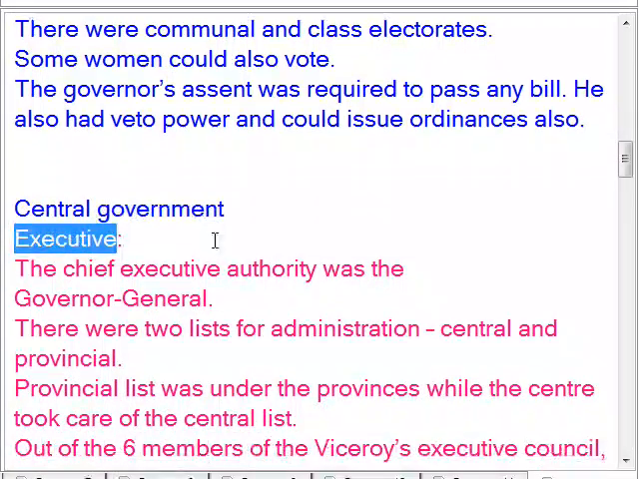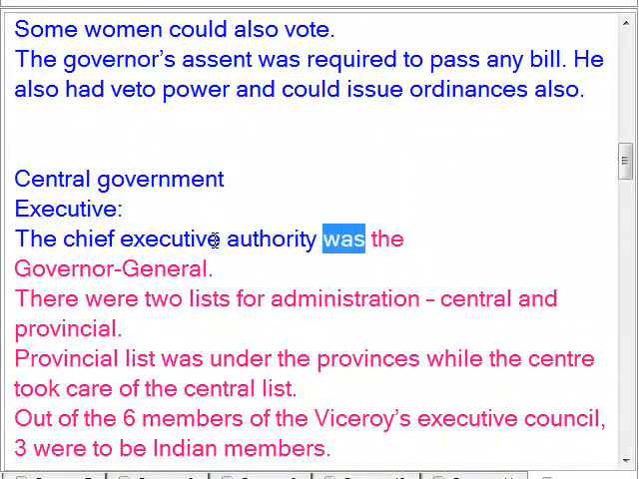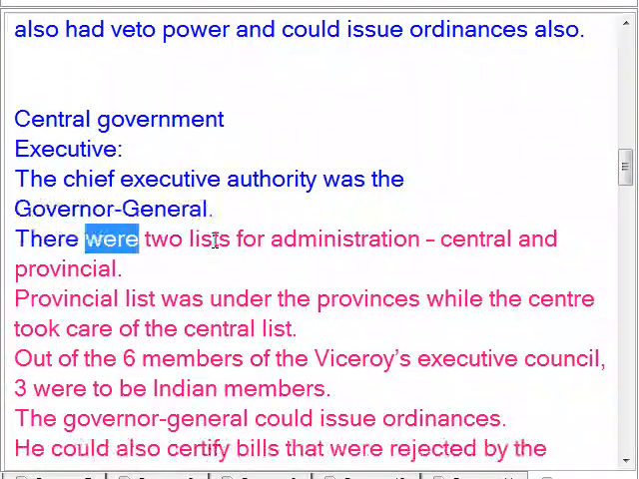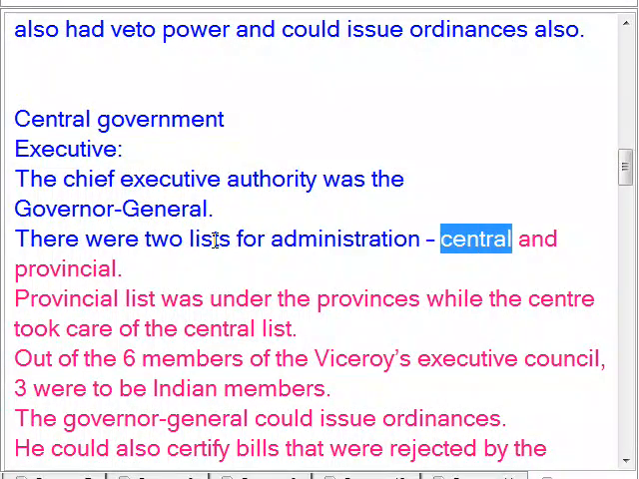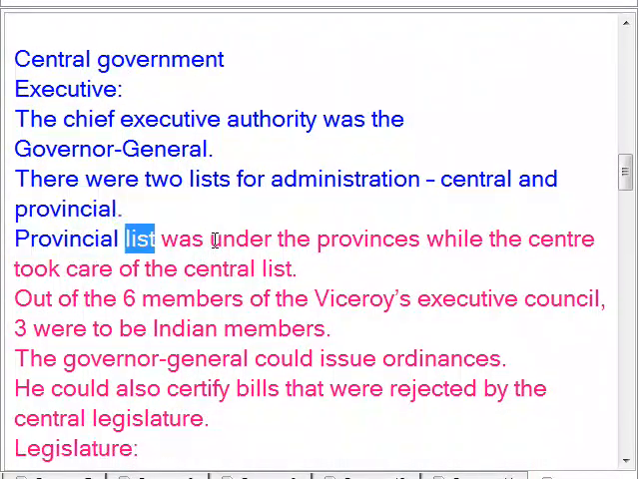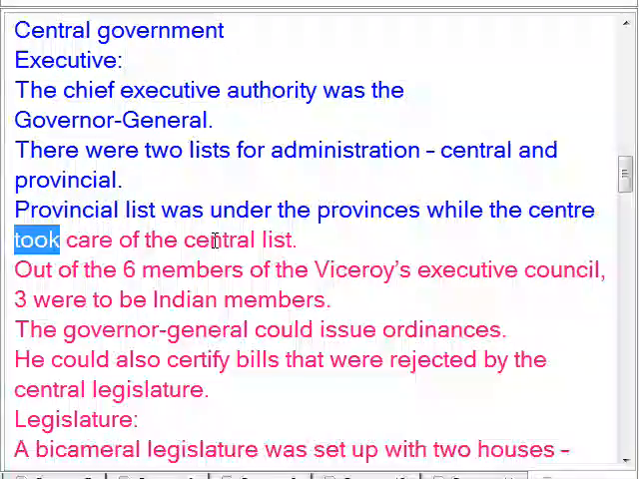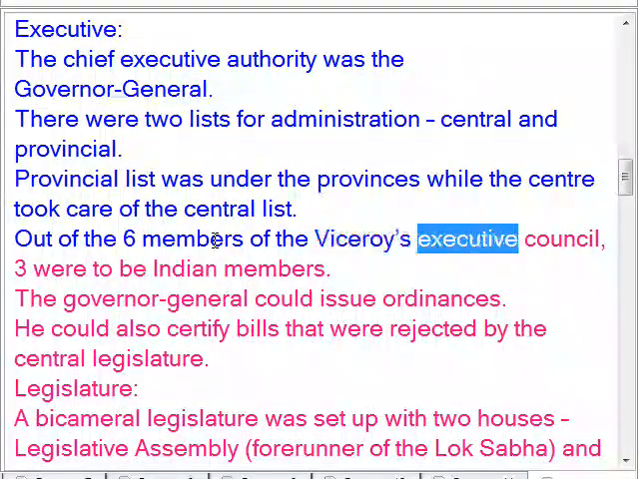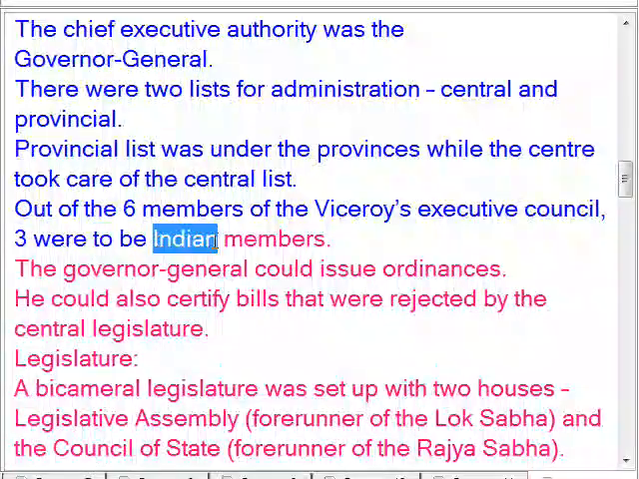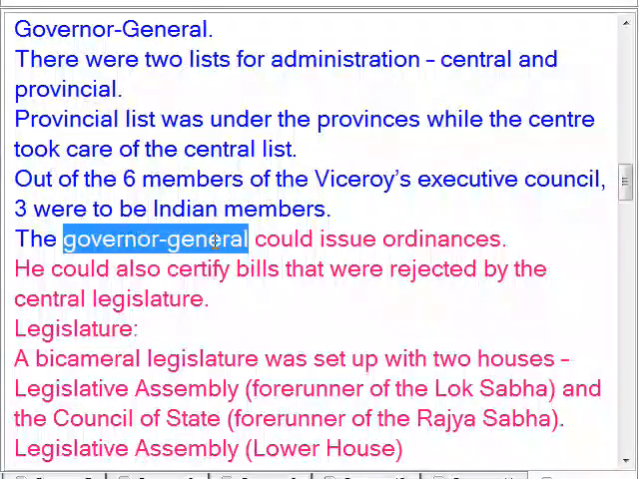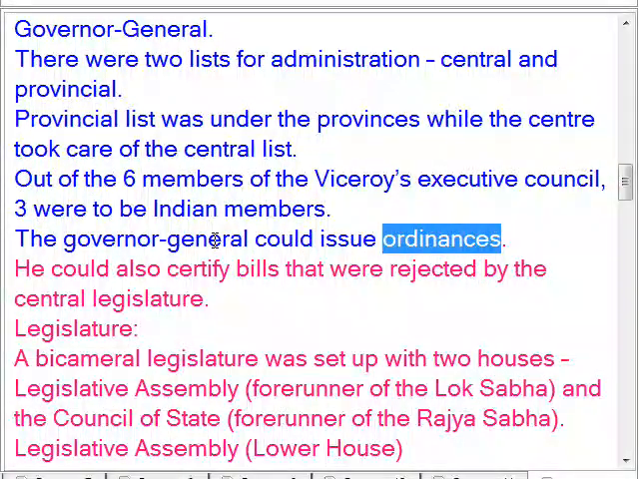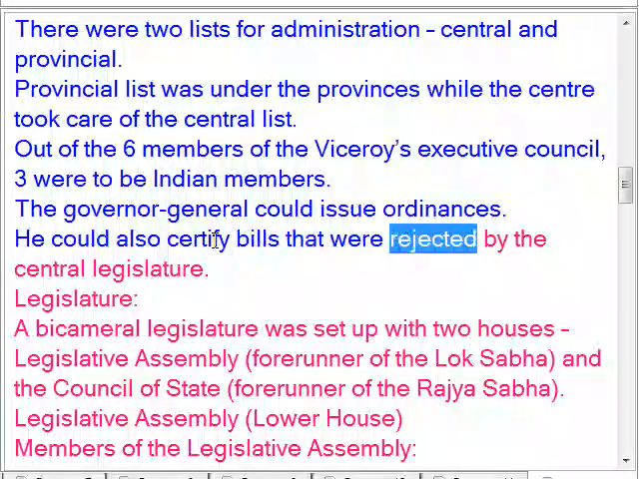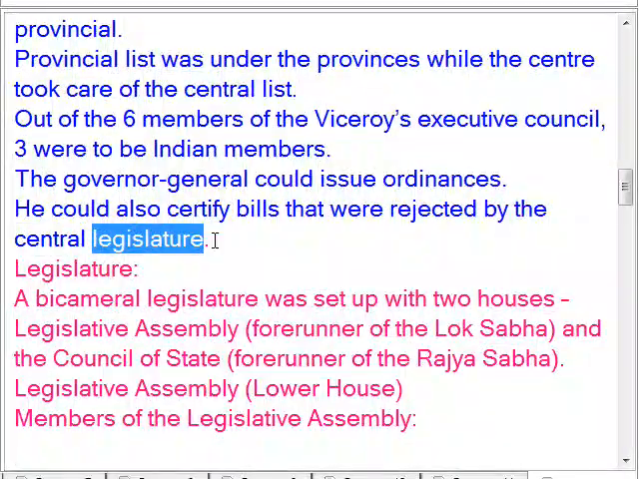Central Government Executive: the chief executive authority was the Governor-General. There were two lists for administration, central and provincial. Provincial list was under the provinces while the center took care of the central list. Out of the 6 members of the Viceroy's Executive Council, 3 were to be Indian members. The Governor-General could issue ordinances. He could also certify bills that were rejected by the central legislature.